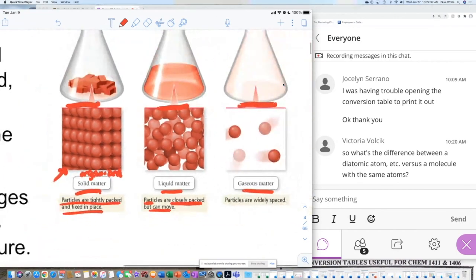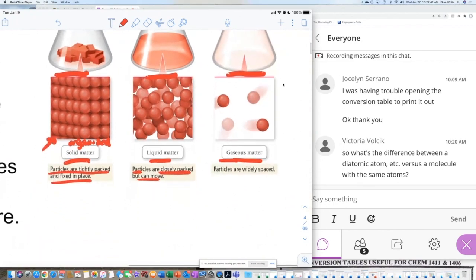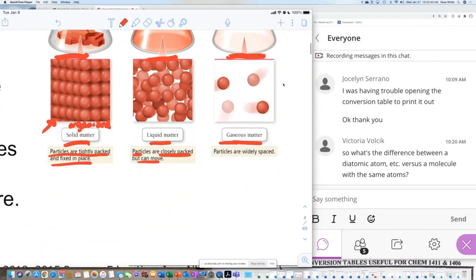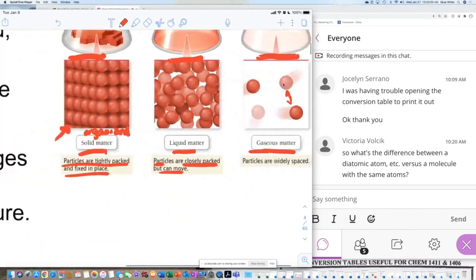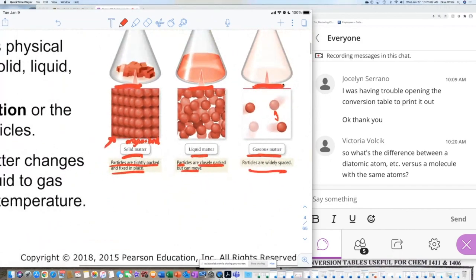And then finally, you have gaseous matter. With gaseous matter, sometimes I think the gases are the introvert particles that like their personal space. So yeah, we're around in the same container, but every gas molecule is doing their own thing. They're moving around really fast. They have very little interaction with each other. They're kind of not bothered by the other gas molecules. And so we see what's going on right here. Particles are very widely spaced.